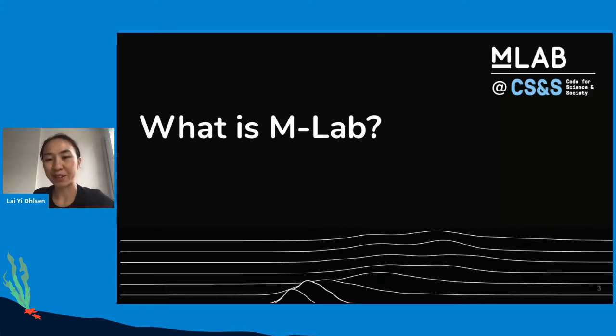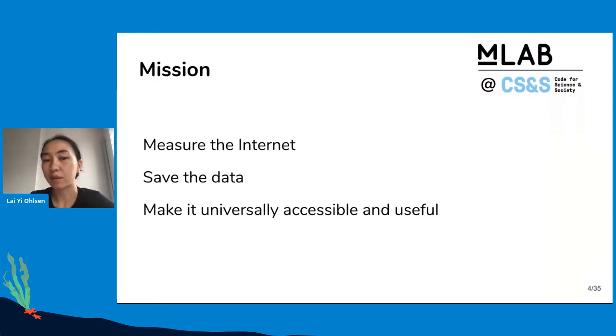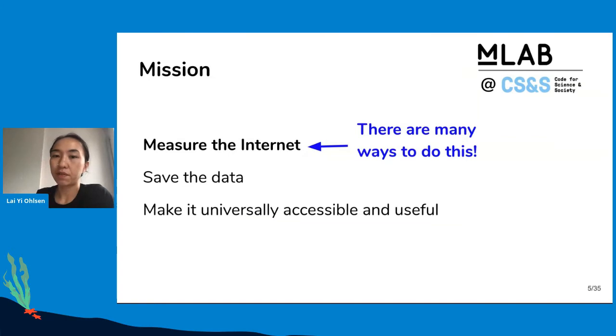So starting with this basic question, what is MLAB? First, we can talk about our mission, which is to measure the internet, save the data, and make it universally accessible and useful. The first of these mission statements is to measure the internet, which, as the Measurement Village is proving, there are several ways to do. By no means does Measurement Lab claim to do all of them, but all the ways in which we do choose to measure the internet are towards this goal of making it universally accessible and useful. So we'll talk more about this, but all of our code is open source. All the data that we save is publicly archived and freely accessible in BigQuery. And so the way in which we choose to measure the internet is always towards this idea of making it universally accessible and useful.